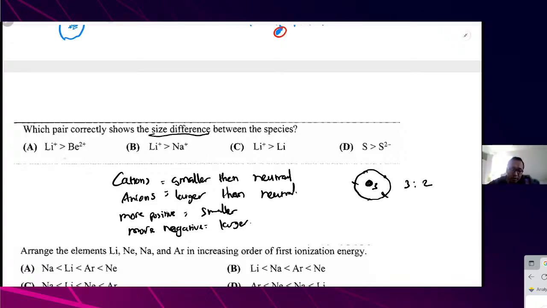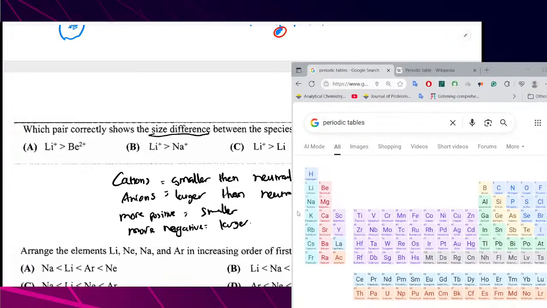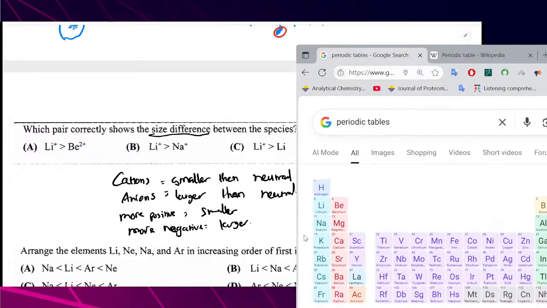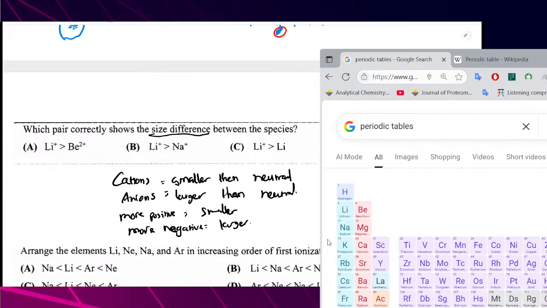So lithium and Be, put them in period 2. Again, we need to take a look at the periodic table. I'll make it bigger. Lithium and beryllium are in the same period, but lithium has +1, while Be has 2+.